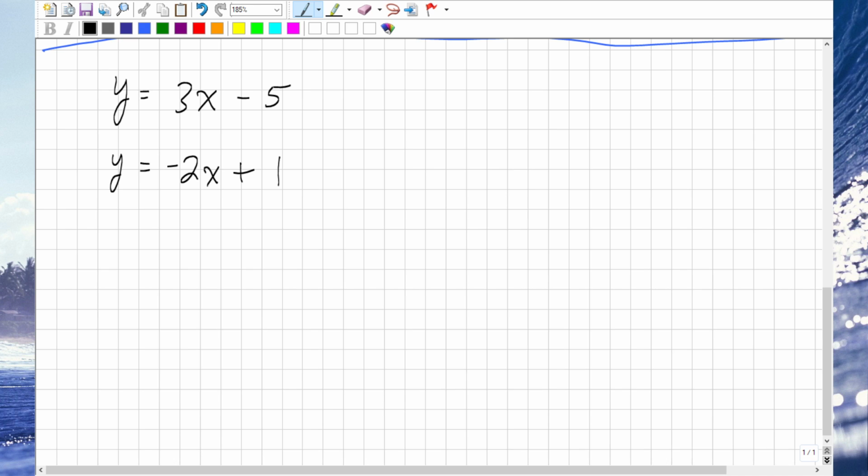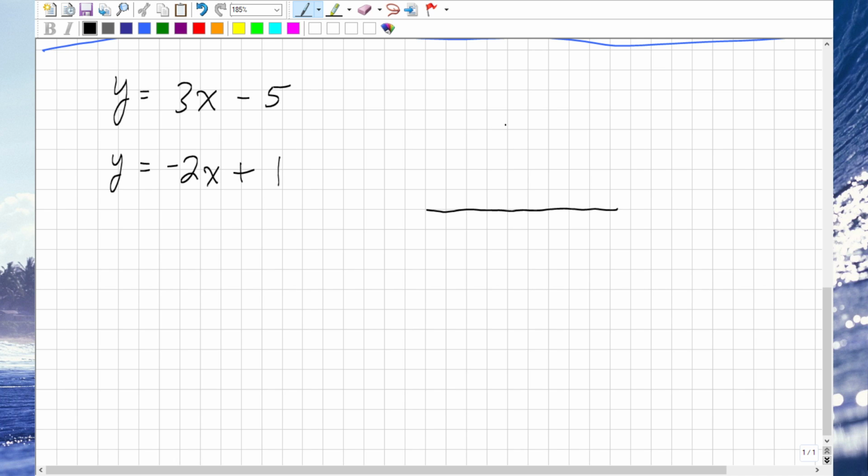Alright, we've got y is equal to 3x minus 5, and y is equal to negative 2x plus 1. So if we're going to solve the system by graphing, the first thing we would do is draw a set of axes. So here we go.